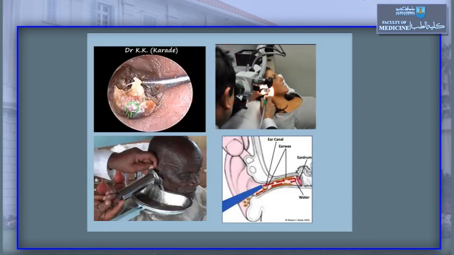And we have to remember again that the impacted wax is the most common cause of conductive hearing loss in adults.